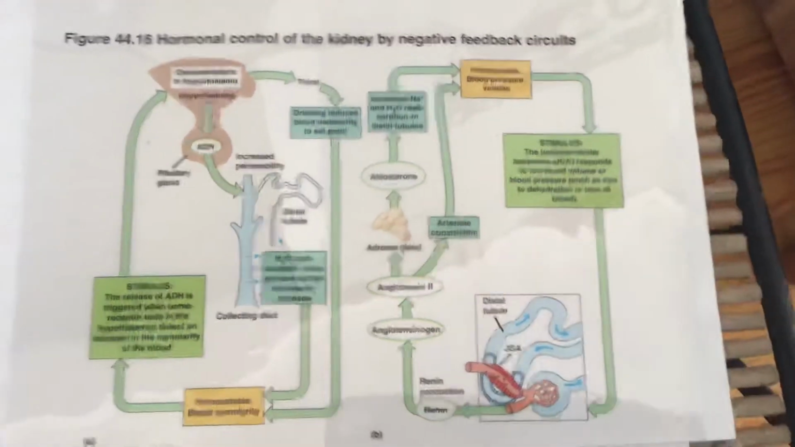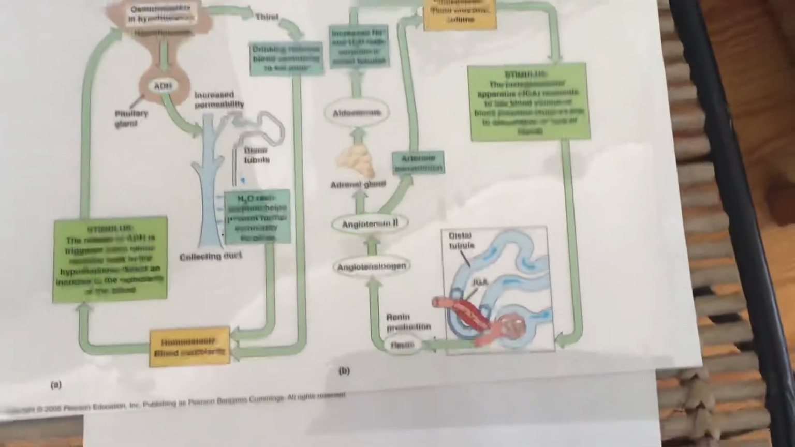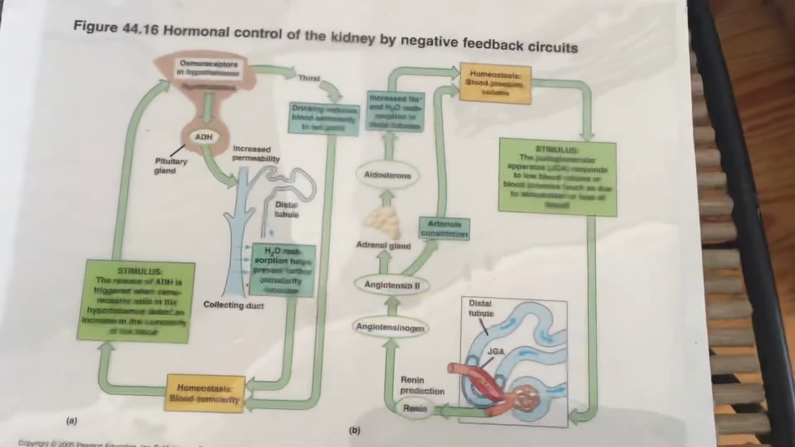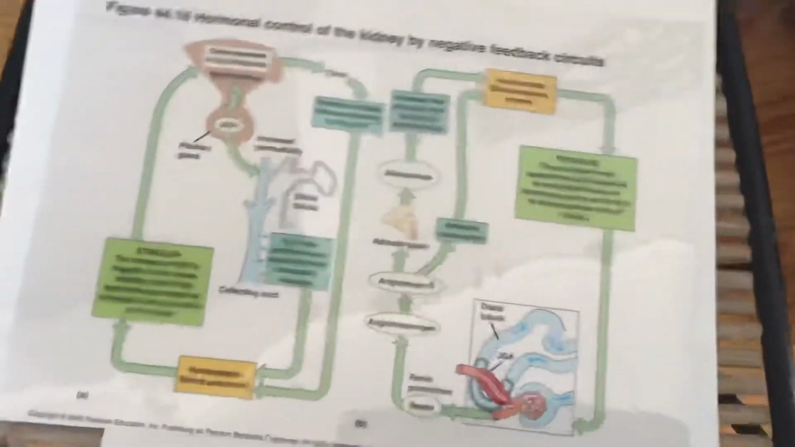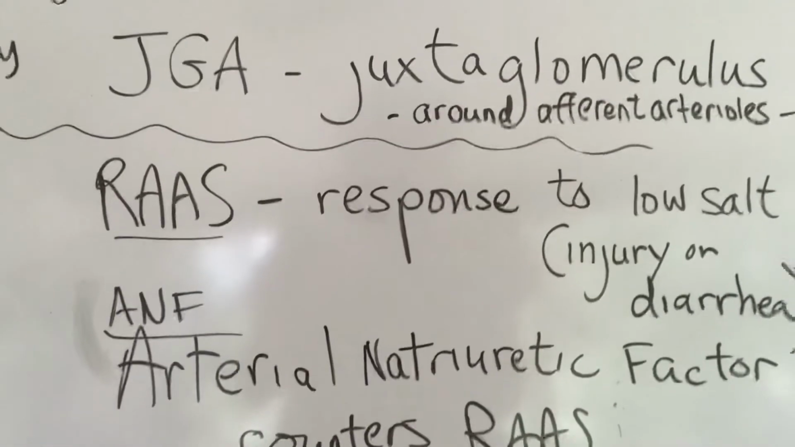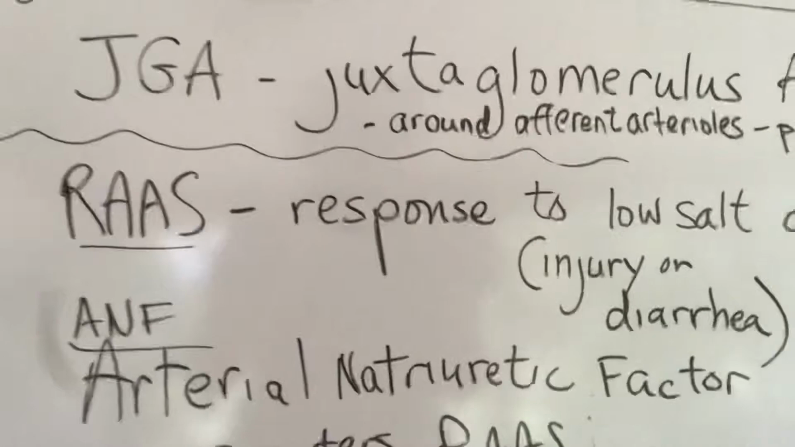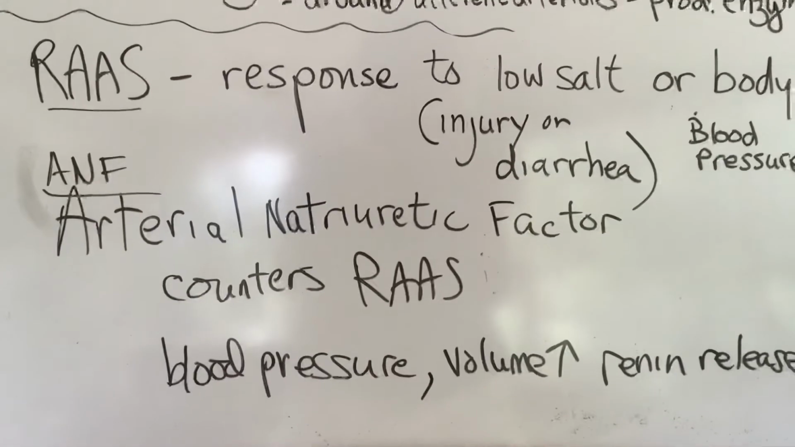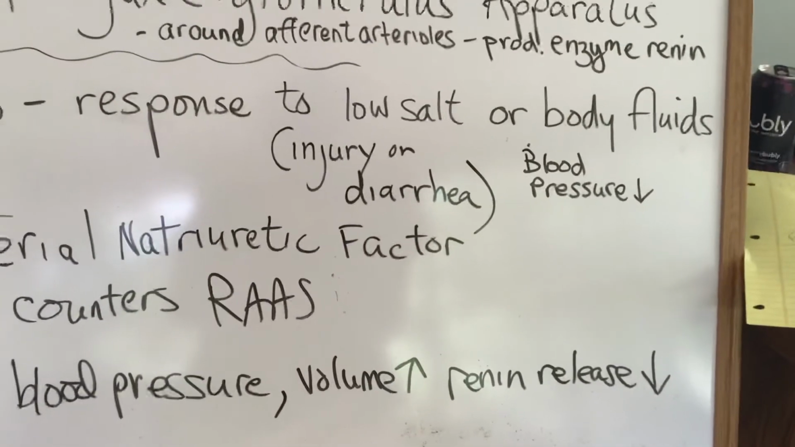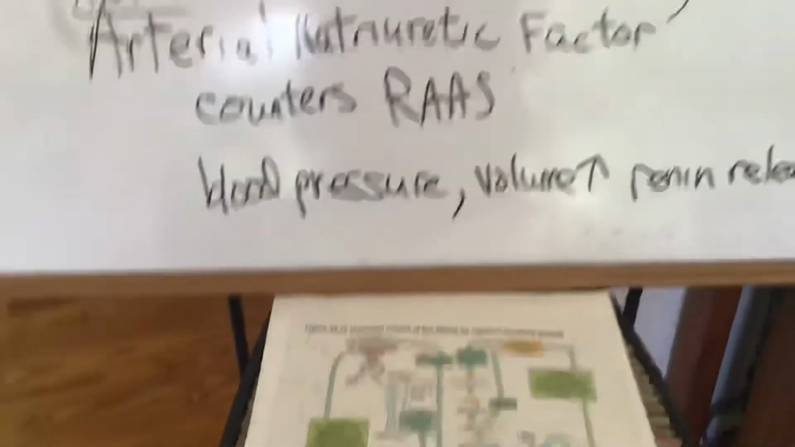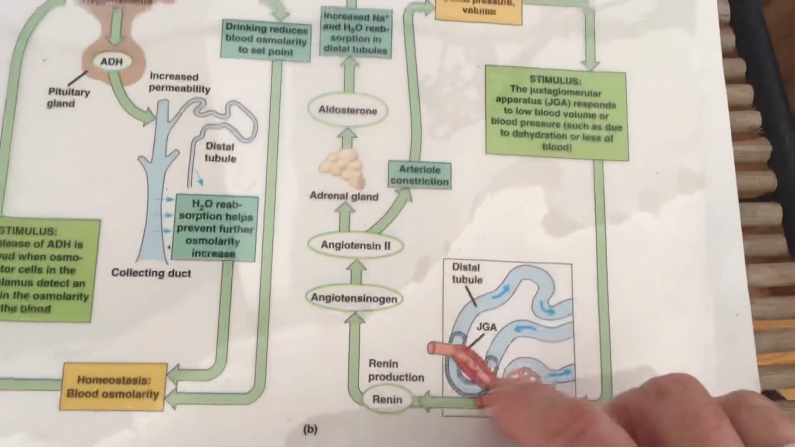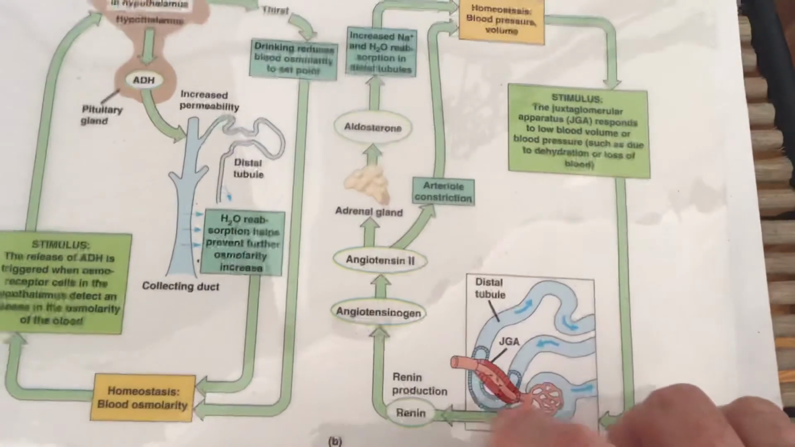Okay. All right, so in that whole system, it's called the RAAS system, and it is counteracted by this system, the ANF system, atrial natriuretic factor. And what that does is that as the blood pressure goes up and the volume goes up, renin release goes down. So basically it just turns off the JGA cells from producing renin.